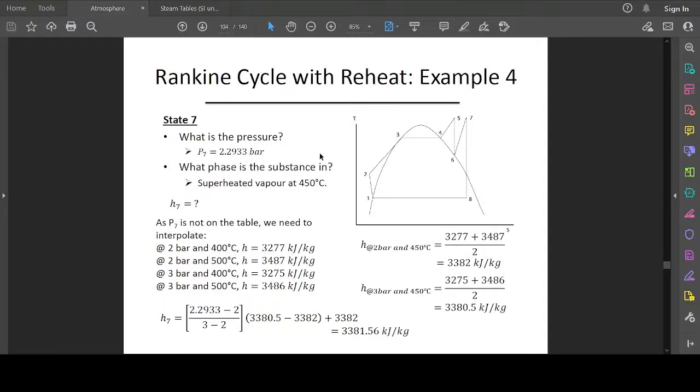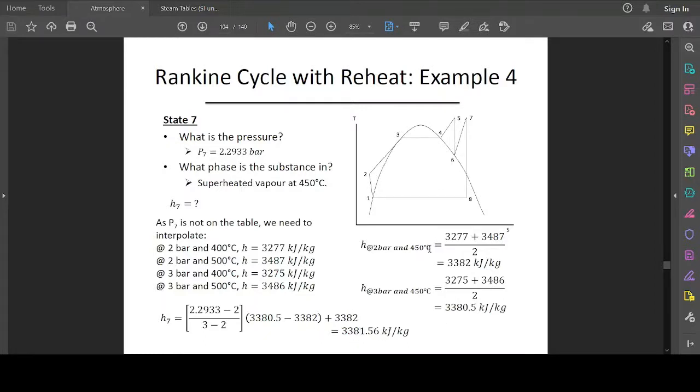2.299933 bar. So if we go to the steam table at 450 degrees Celsius, we could not find the value that corresponds to this because the number is not there. The number falls between 2 bar and 3 bar, and there is no 450 at that part of the steam table. Then we can do the interpolation for this. So if we do the interpolation, we arrive at the values, which is this.